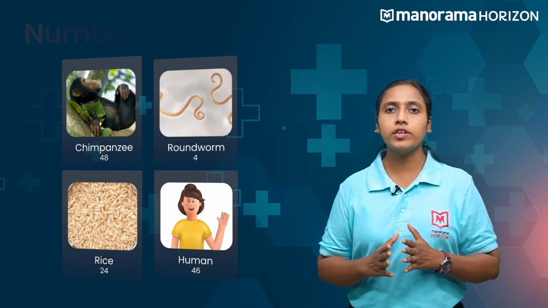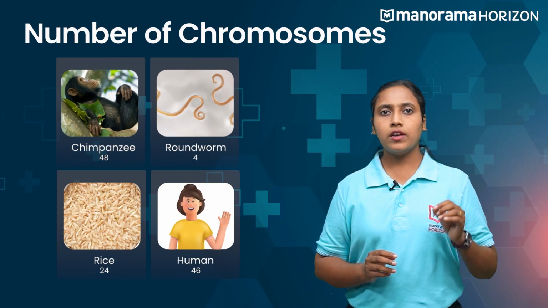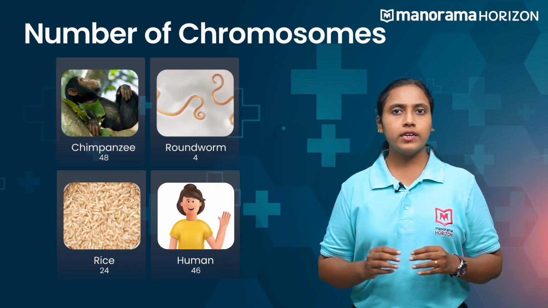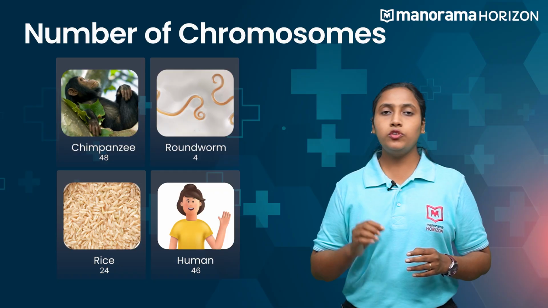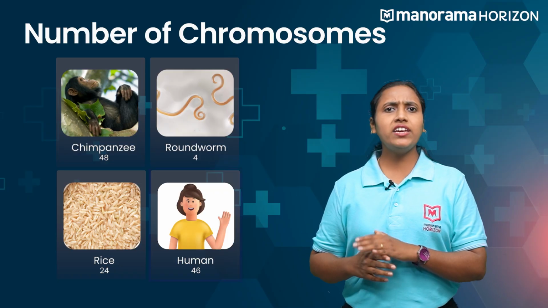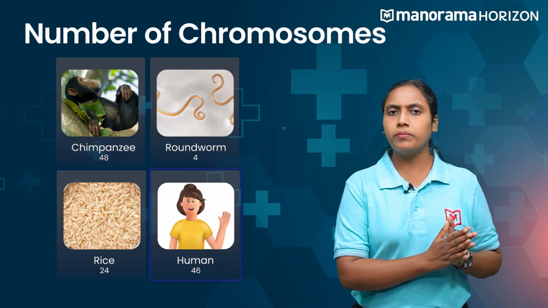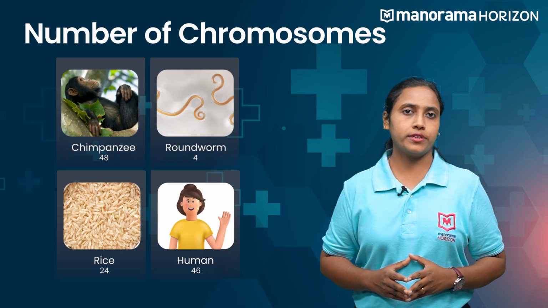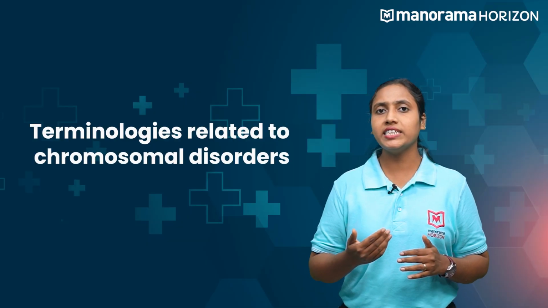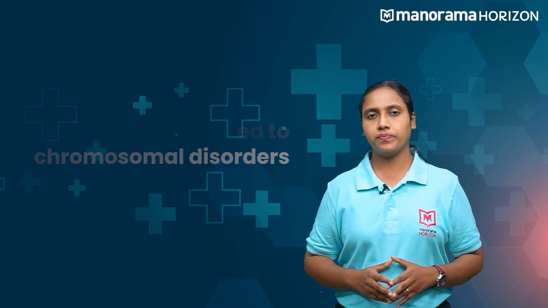Different organisms exhibit variations in the total number of chromosomes. Each species has a characteristic number of chromosomes. For instance, humans have 23 pairs of chromosomes. Any variations in the number of chromosomes result in chromosomal disorders. Let's learn some terminology to understand these variations in detail.